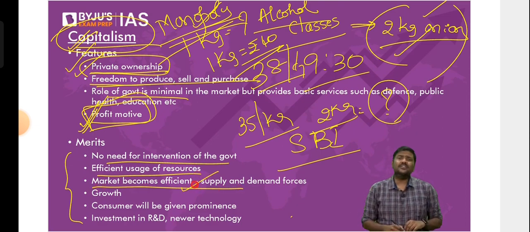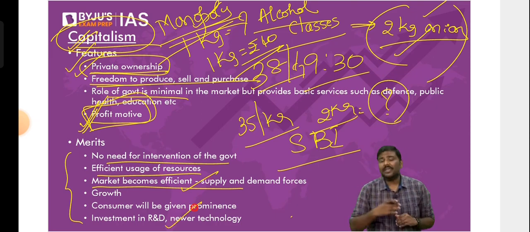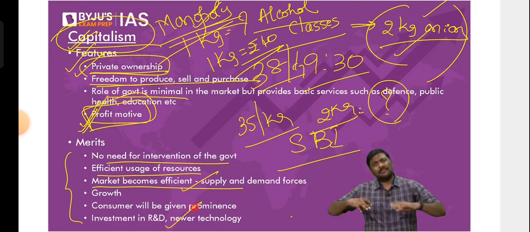The market will become very, very efficient. Why? Private sector competition is very high. When there is very high competition, private sector investment in research and development will be higher. Private sector will be creating new types of goods. They'll be providing better types of services, etc.